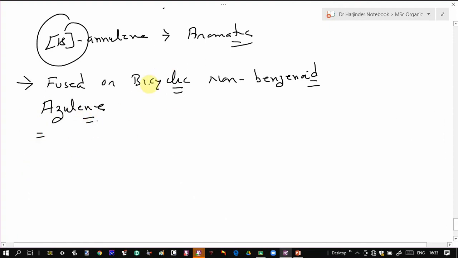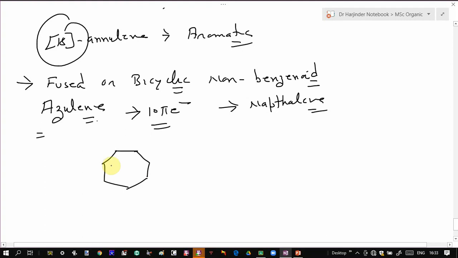As I told, it's a bicyclic system. Azulene is a 10 pi electron system, so it's an analog of naphthalene. Naphthalene is also a 10 pi electron system, so azulene is quite similar to naphthalene. Its structure can be considered as a combination of cycloheptatriene and cyclopentadiene. So one double bond will be over here.